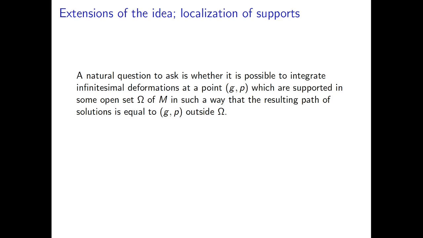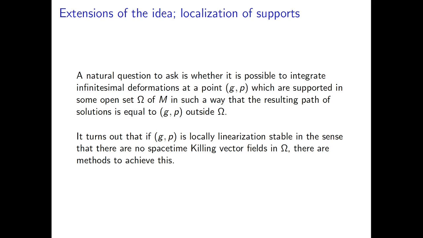So in general, if you think of the constraint equations as an elliptic system, you would guess that you can't do that, right? If you try to solve a determined elliptic system, you will never be able to do that, basically. But on the other hand, remember that the constraint equations are a very underdetermined system. So in fact, it turns out in this case, you can do it again under the same conditions. Namely, if there are no space-time Killing vector fields in the region omega, then you can actually localize the construction. So you can in fact solve the nonlinear equations with support in the same open set.